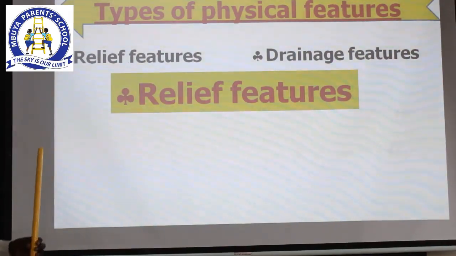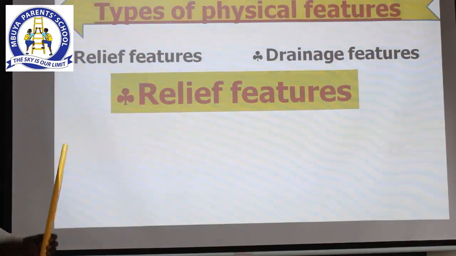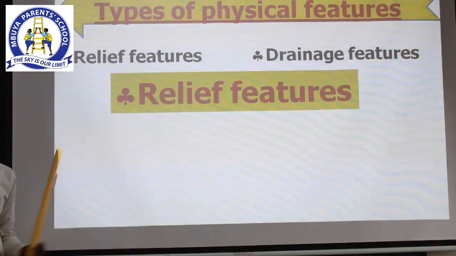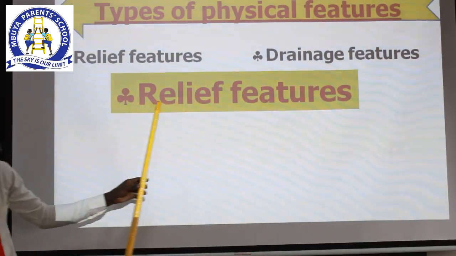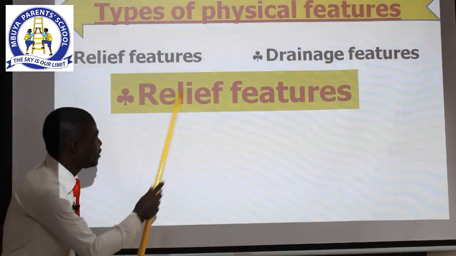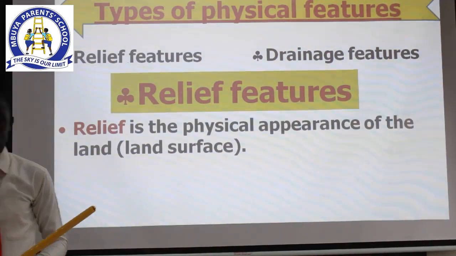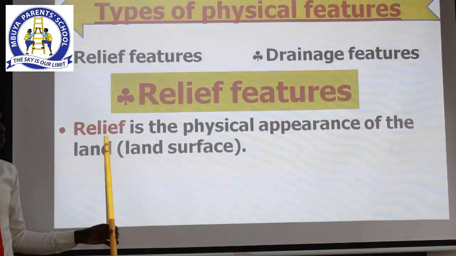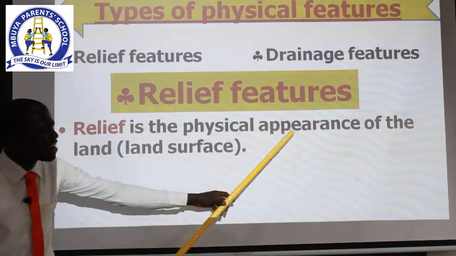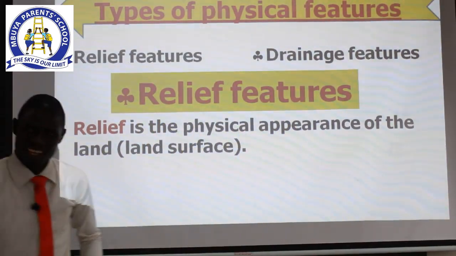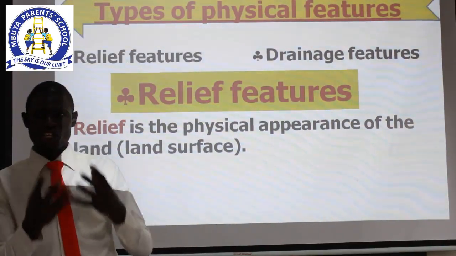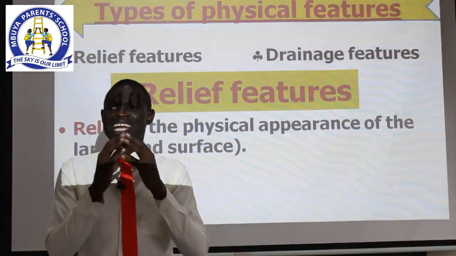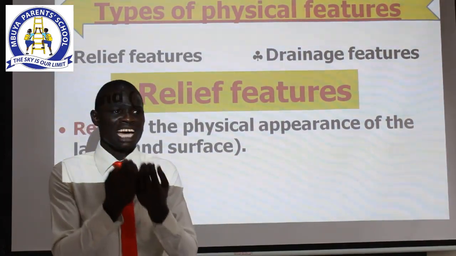Let us now talk about these physical features one by one. The first type is relief. And before we talk about the relief physical features, we first have to know, what does the word relief mean? The word relief means the physical appearance of the land. I want to try to use simple words. Maybe I will tell you that the word relief means the natural shape, the way the land is shaped.